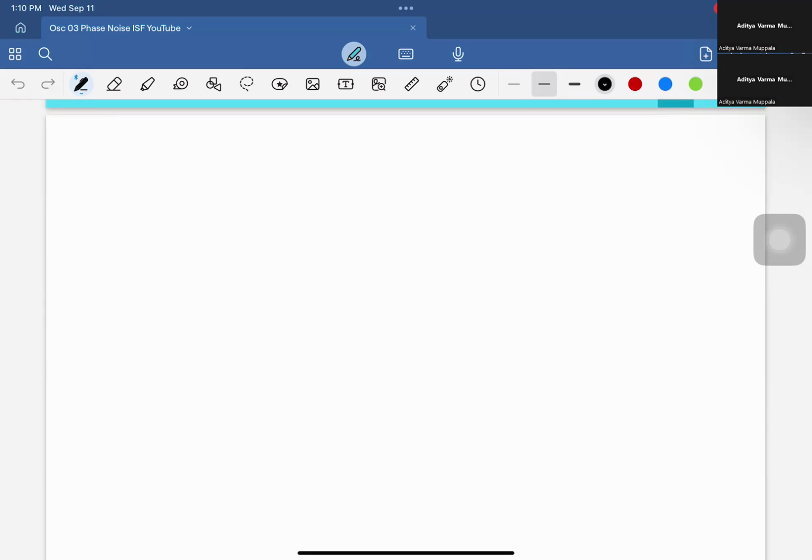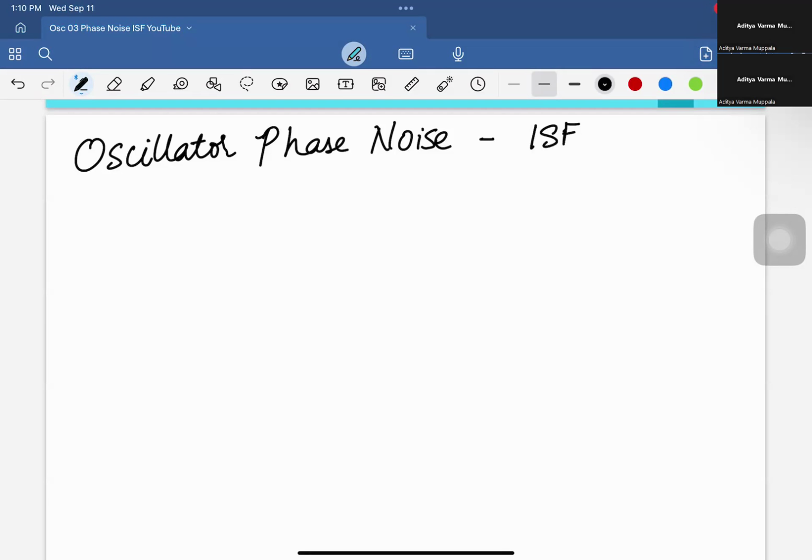So call this oscillator phase noise. And we are using the ISF model for phase noise. Okay, so I'll leave some references in the description that you can look at. So let's do a quick review.